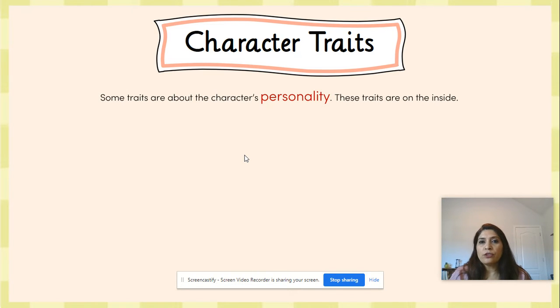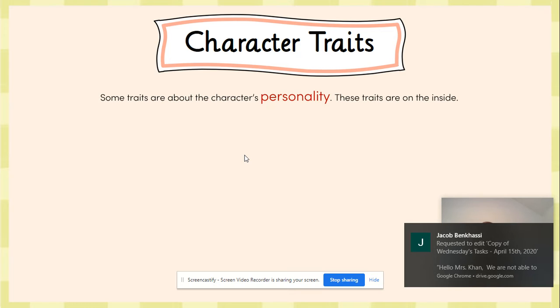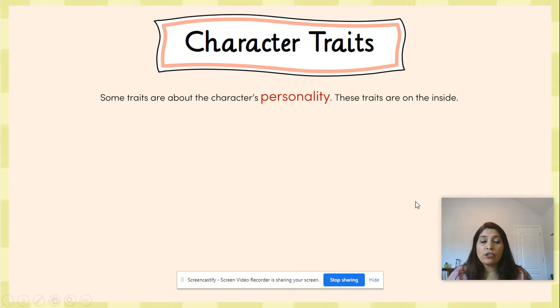Now, character traits sometimes can be described by using personality. What kind of personality does the character have? Sometimes the character might feel happy, sometimes sad, sometimes excited, or mean, or kind.